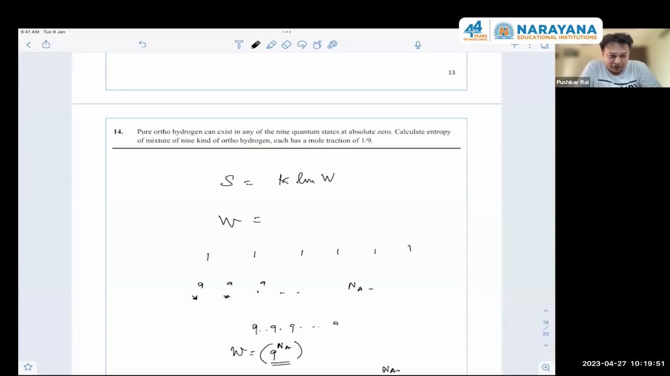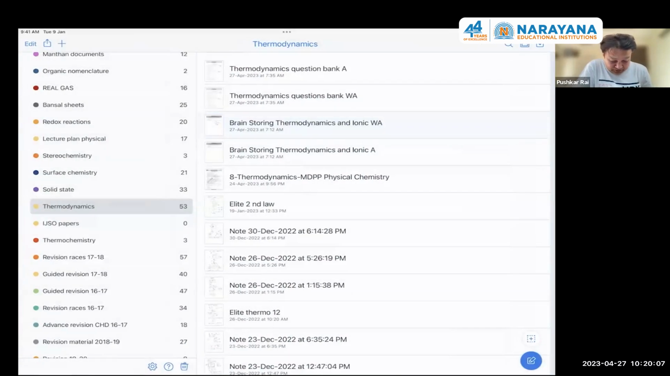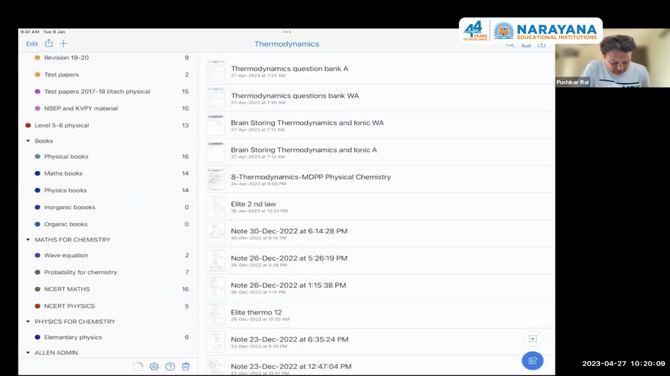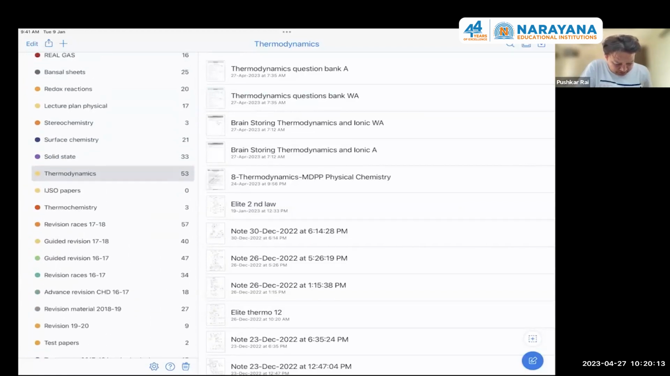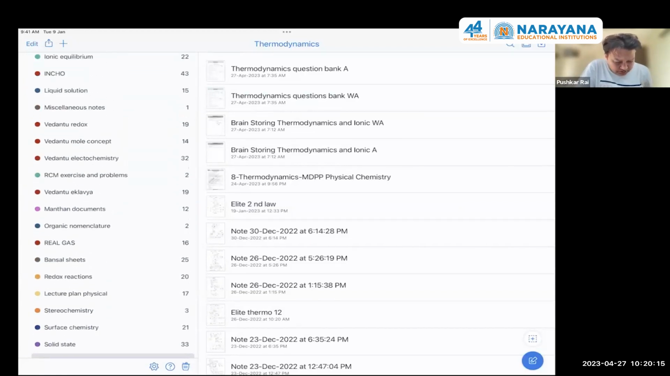Yes, Karan, you want to say something? Can we do some more things on ionic equilibrium? Ionic equilibrium, yes, of course, why not? I will share a very nice sheet that is full of these questions. That will make your confidence level very high. I can do it, and I love to do it because students really enjoy that.